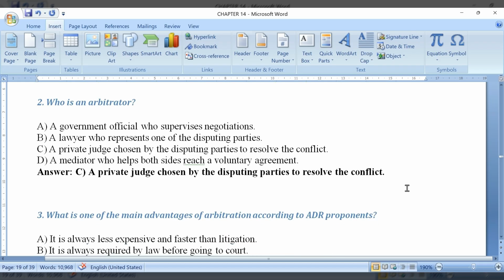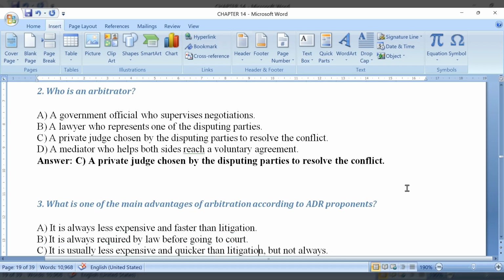Answer. C. A private judge chosen by the disputing parties to resolve the conflict.